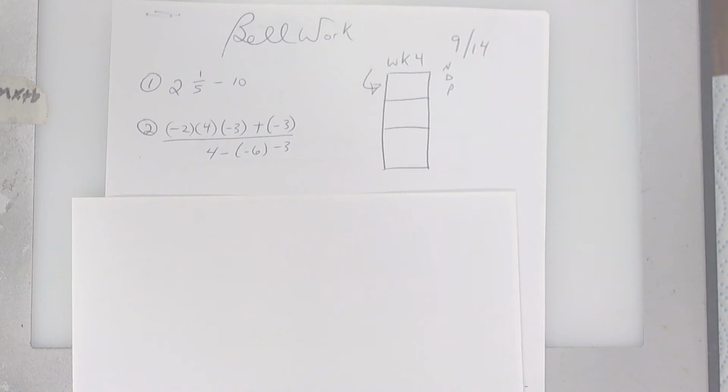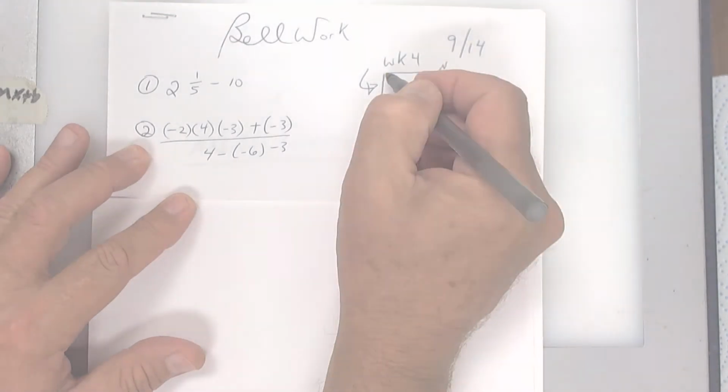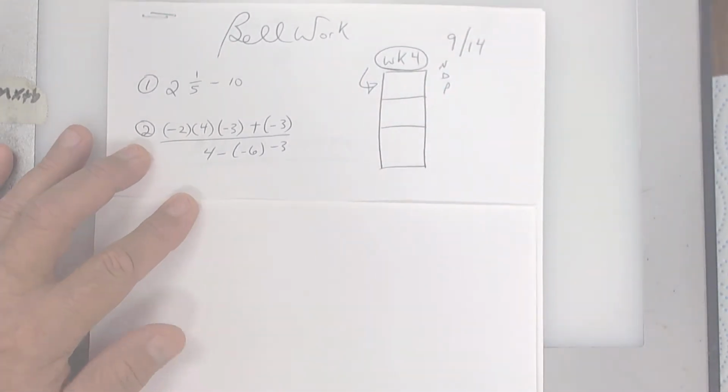We're in week 4, if you can believe that. And today's date is 9/14 on a new sheet of paper. Make sure you put real big week 4. And I'll pick all these up at the end of the marking period.